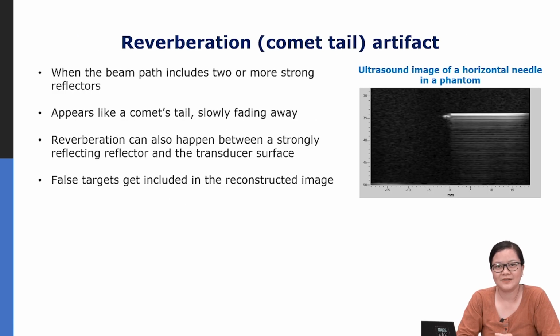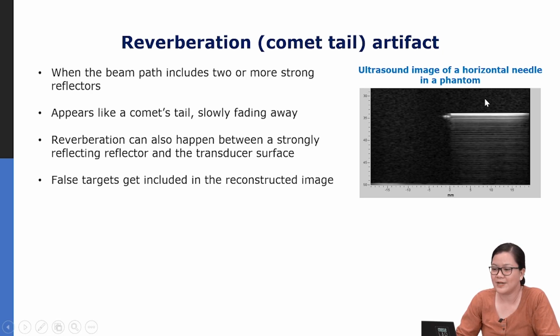The first artifact we'll discuss is what's called the reverberation artifact. It's typically also called the comet tail artifact, and we'll discuss why. So what happens is that if you have a strong reflector, let's look at this example here. This is an ultrasound image of a needle inside a phantom. And this type of scenario typically simulates a procedure known as needle-guided biopsy.